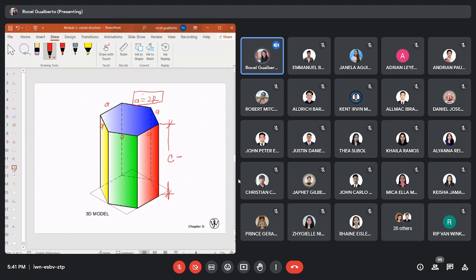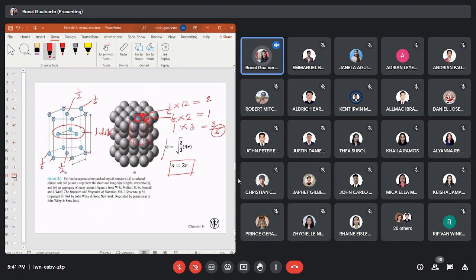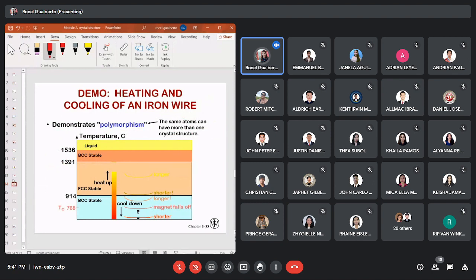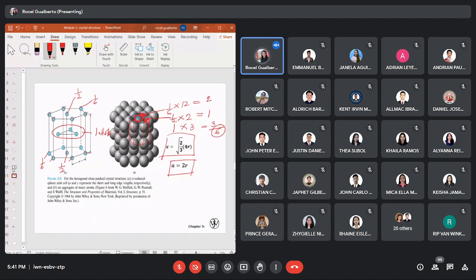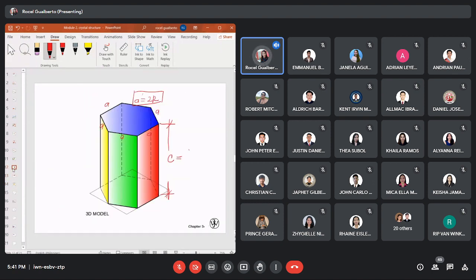Kaso po, meron po tayong value ng C. Okay? And what is then the value of C? C is simply equal to square root of 2/3 times 4R. Okay? So, definite na po yun sa lahat ng, okay, square root of 2/3 times 4R. Okay? So, this would be the value of C.